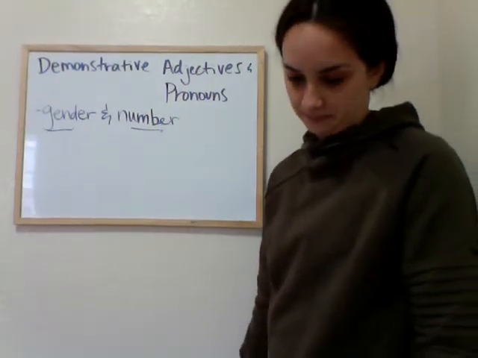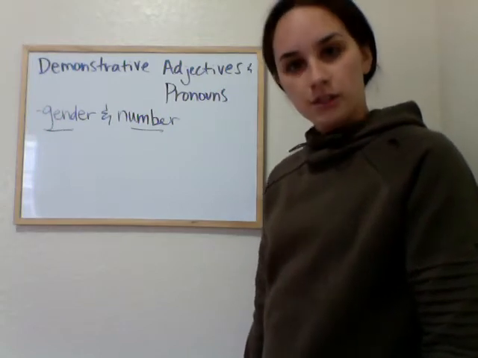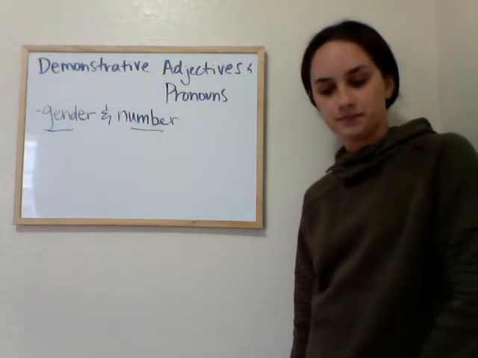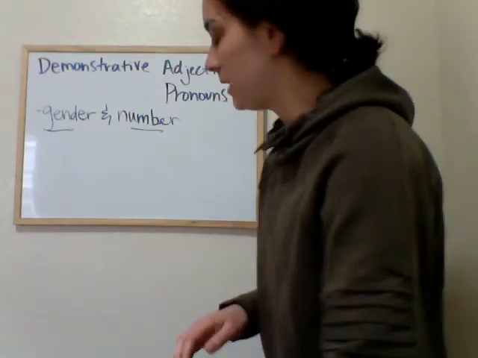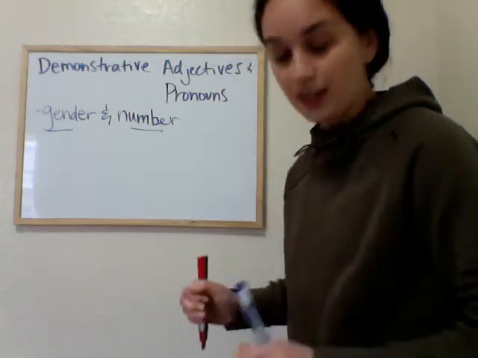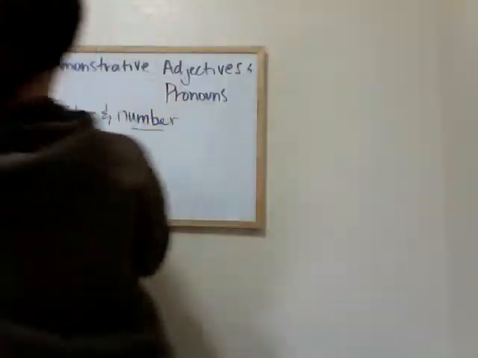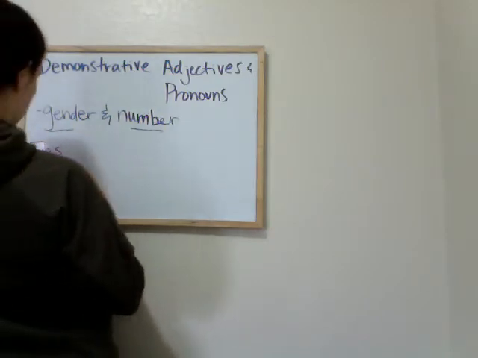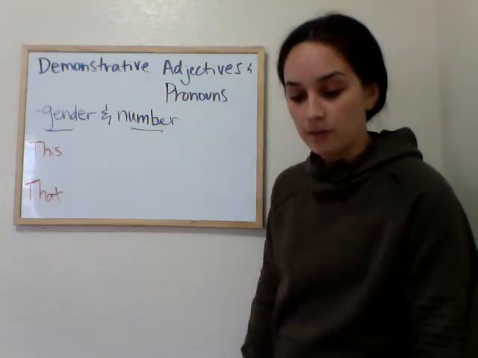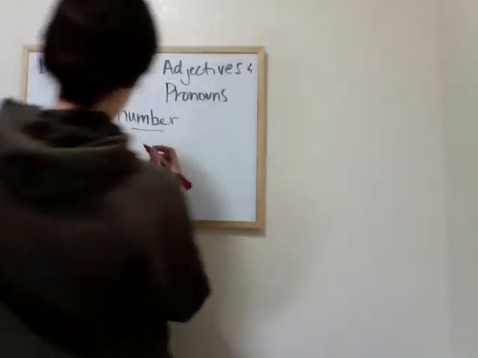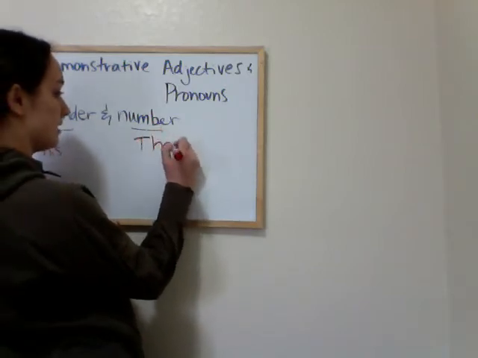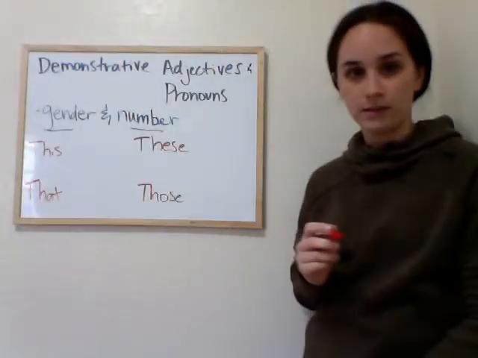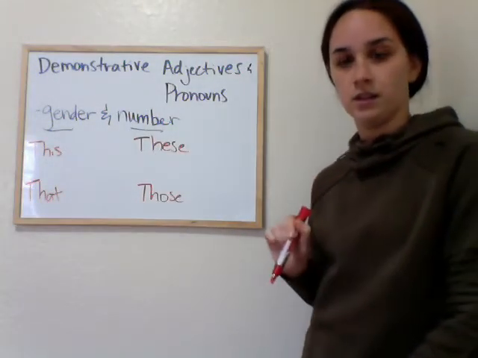So, in English, we only have two sets. In English, we have this and that, right? This and that. And then we also have plural. Well, if it's not this, it's these. And if it's not that, it's those. Right? This and that, these and those.